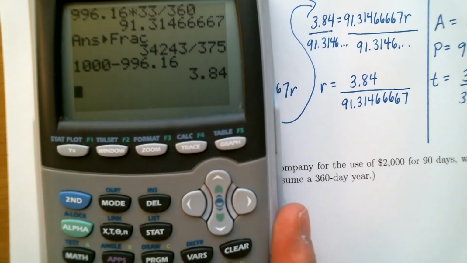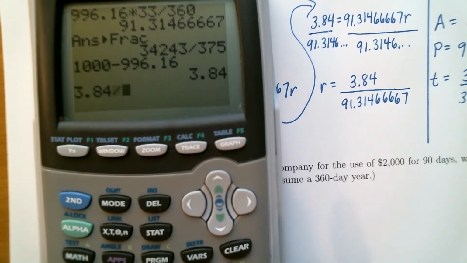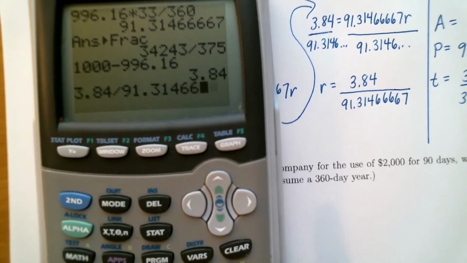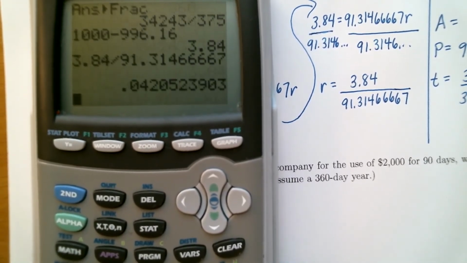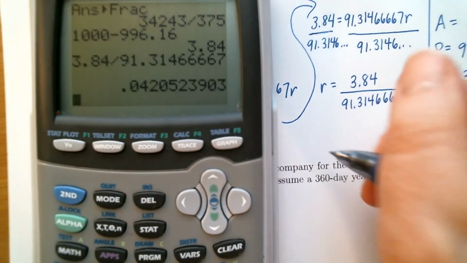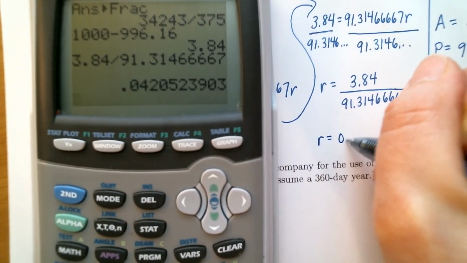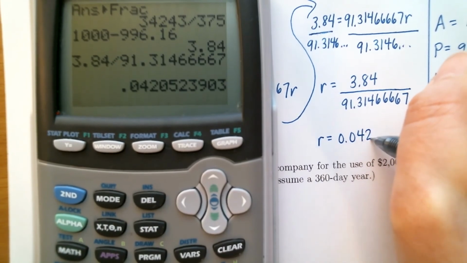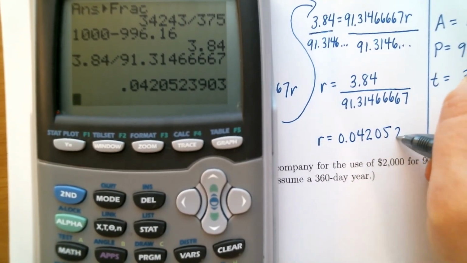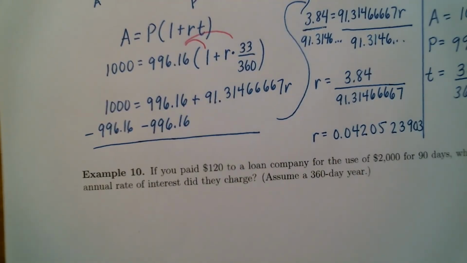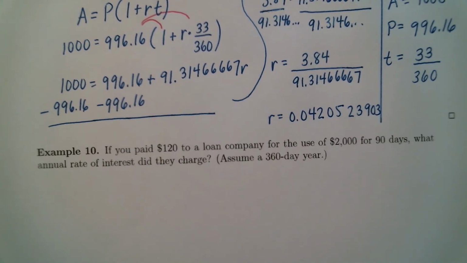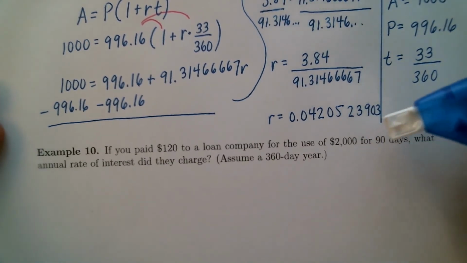You're going to get 384 divided by, and you have to be careful if you are writing all this out. There you go. That is going to give us this value. So the R value is 0.0420523903.